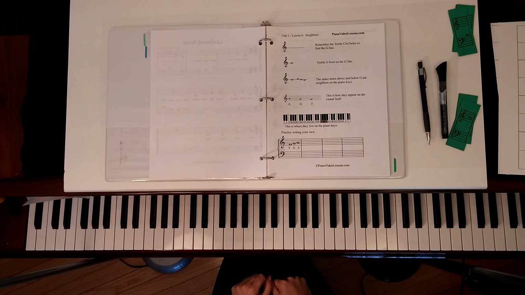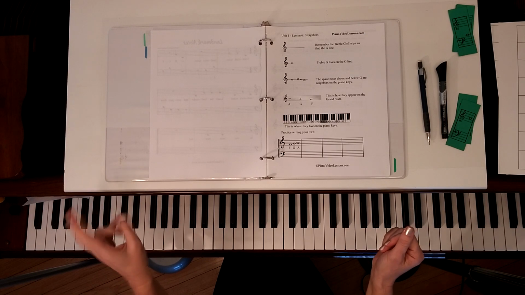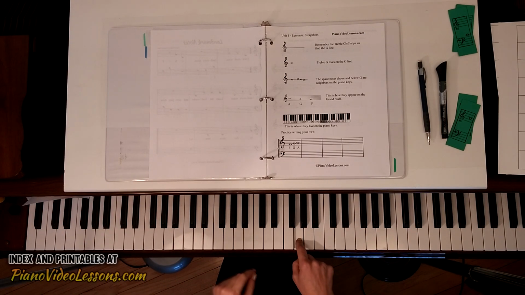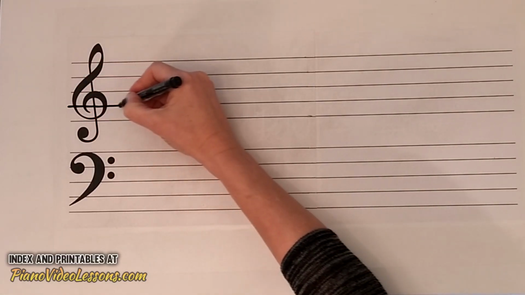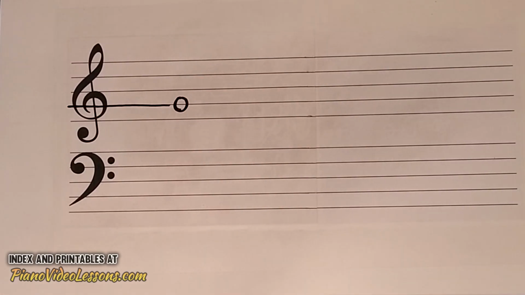Welcome to Piano Video Lessons, Year 1, Lesson 6, Neighbors. In this lesson, we're going to learn the two notes on either side of Treble G. You'll remember that Treble G lives on the second line of the treble staff, and it's a line note.